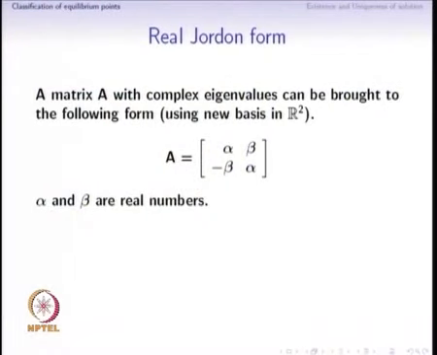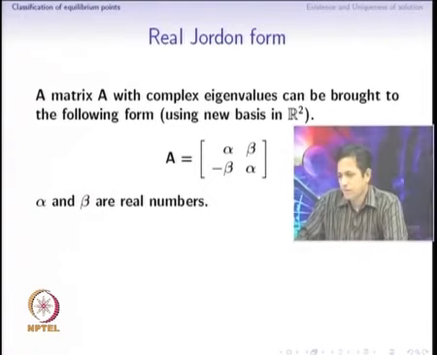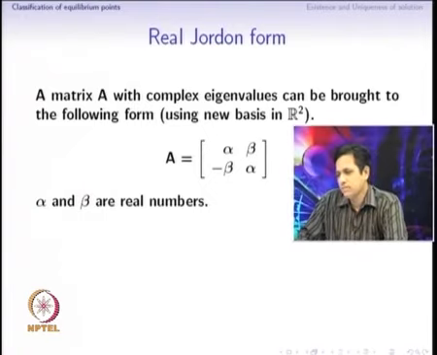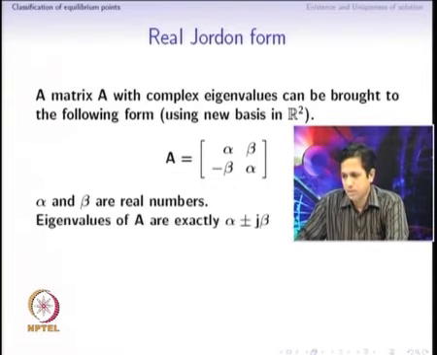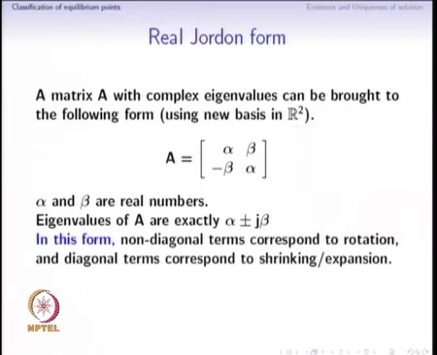So, matrix A with complex eigenvalues can at least be brought to the following form using a new basis in R2. What form? The diagonal elements have the number alpha, and the off diagonal elements have beta and minus beta. Alpha and beta are assumed to be real numbers. So, eigenvalues of such a matrix A are exactly alpha plus j beta and alpha minus j beta.